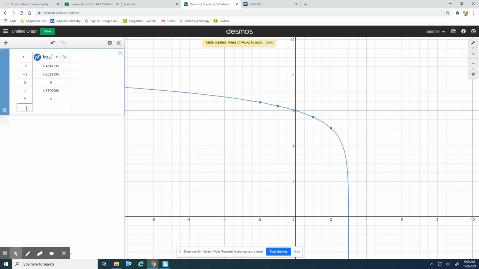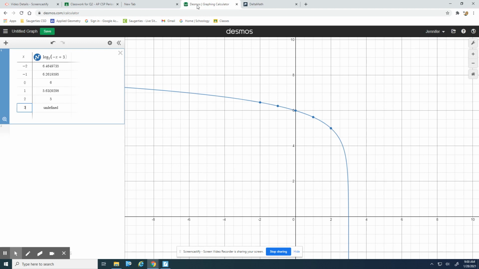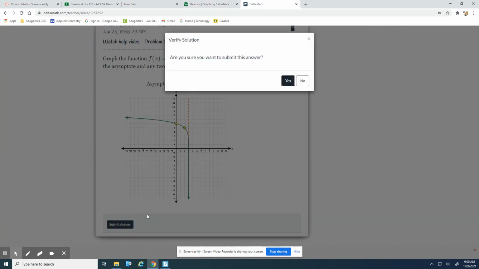I can confirm that with a table. If I put my 3 in here, I'm pretty sure that's the point. It can go up to 3, but cannot equal 3. So back to Delta Math, I'm going to graph 0, 6, and 2, 5. Move my asymptote over to 3, which will flip the graph around. Do a quick check: 0, 6, 2, 5. Okay, and submit my answer.